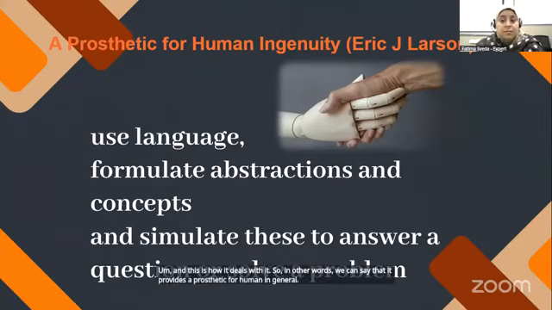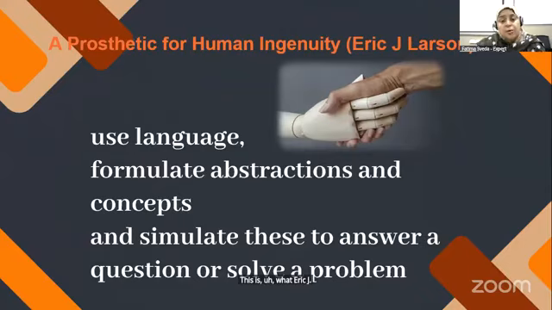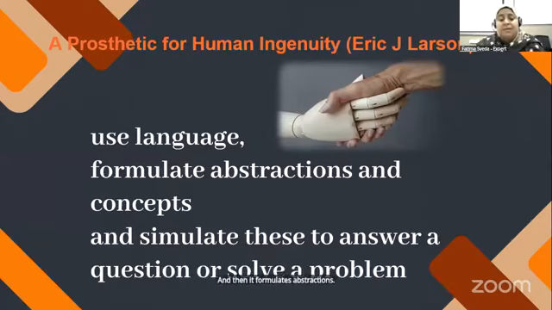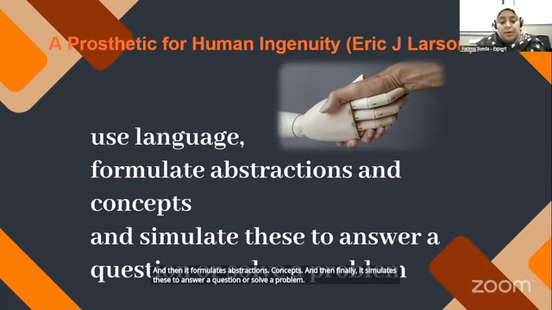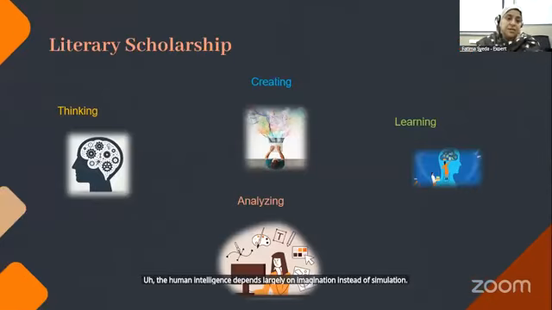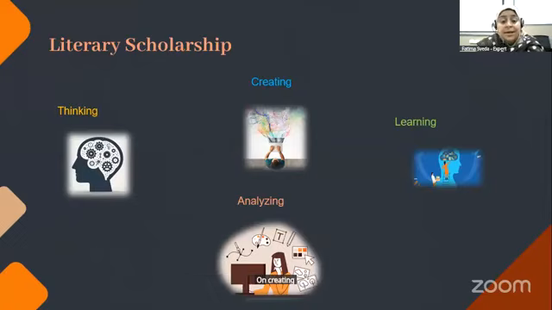This is what Eric J. Larson says. So basically, how artificial intelligence works is that it uses language, and then it formulates abstractions and concepts, and then finally it simulates these to answer a question or solve a problem. This is how it works. Now, in contrast, human intelligence depends largely on imagination instead of simulation. Literary scholarship depends upon thinking, creating, learning and analyzing.